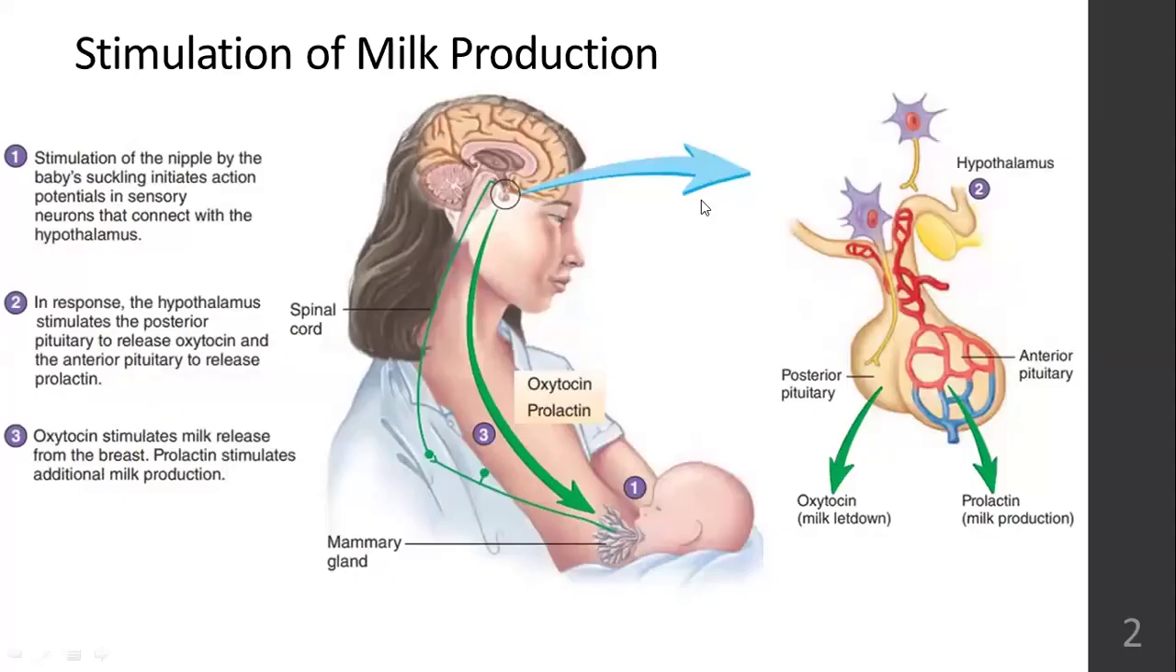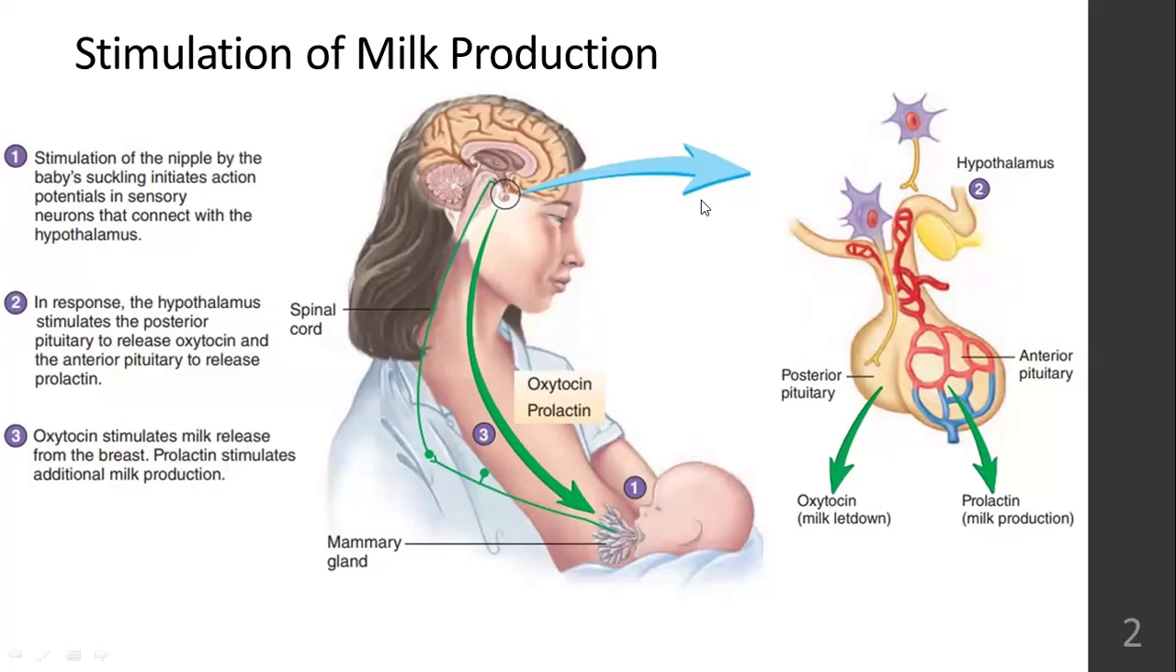So starting this class, stimulation of milk production. What stimulation leads to secretion of milk? Okay. So first it starts with the child who is sucking on the mother's nipple. When the child is sucking on the mother's nipple, that initiates some hormonal changes, and that leads to milk production as well as letting down the milk through the milk ducts in the breast.